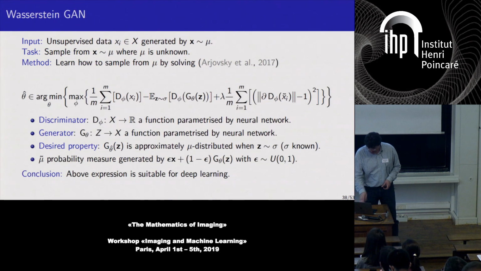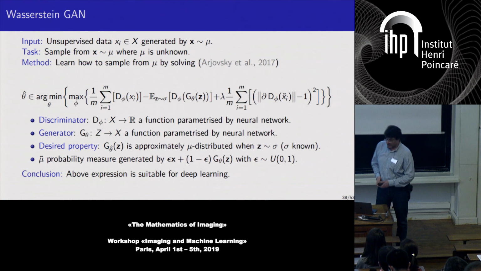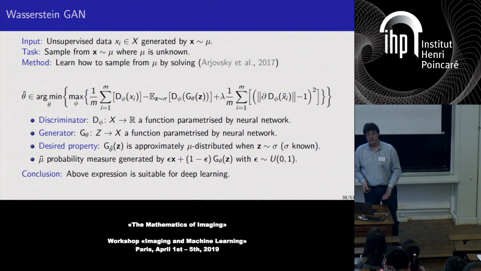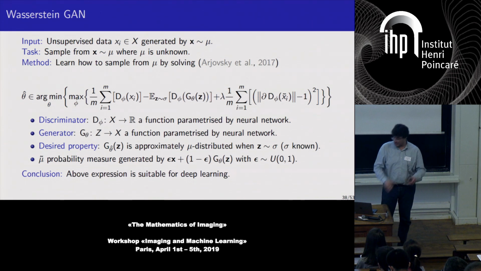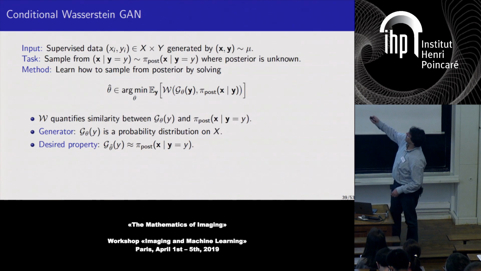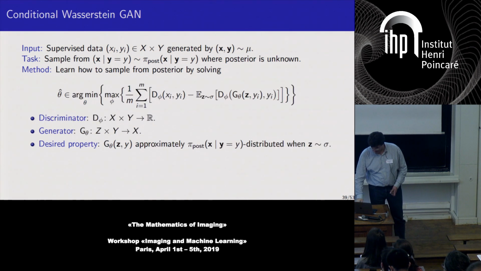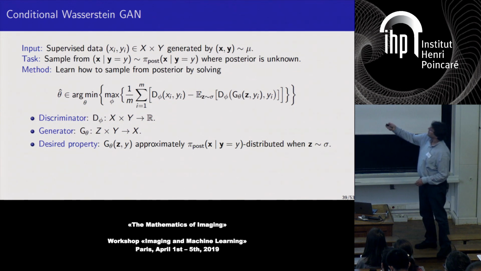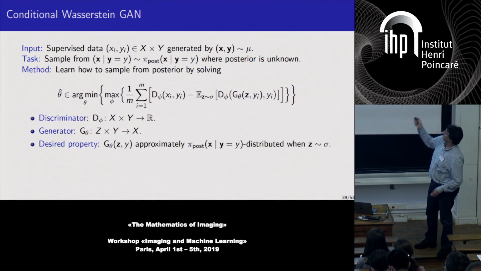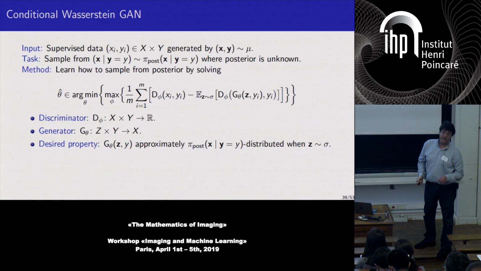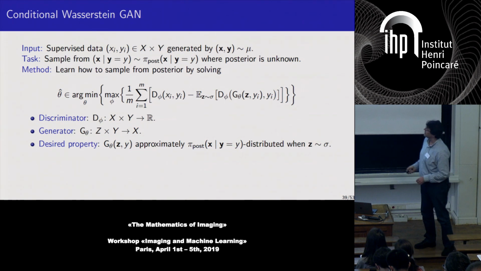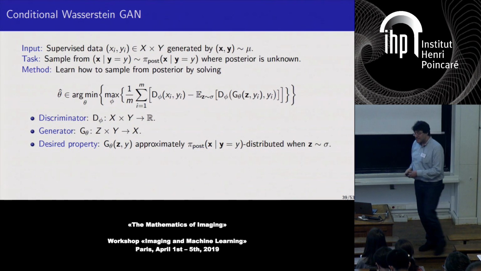But this was just to sample from mu, right? Now, my target was to sample from the conditional distribution, the posterior. So, of course, what I said here, you just do it for the conditioned one. Now you have supervised data instead, pairs, and then you have the posterior distribution here. Before you had the mu here, and you can repeat the whole thing and get an expression of this type. I have skipped the penalty term for the Lipschitz condition, just to simplify things a bit. So in principle, it's not so much different.